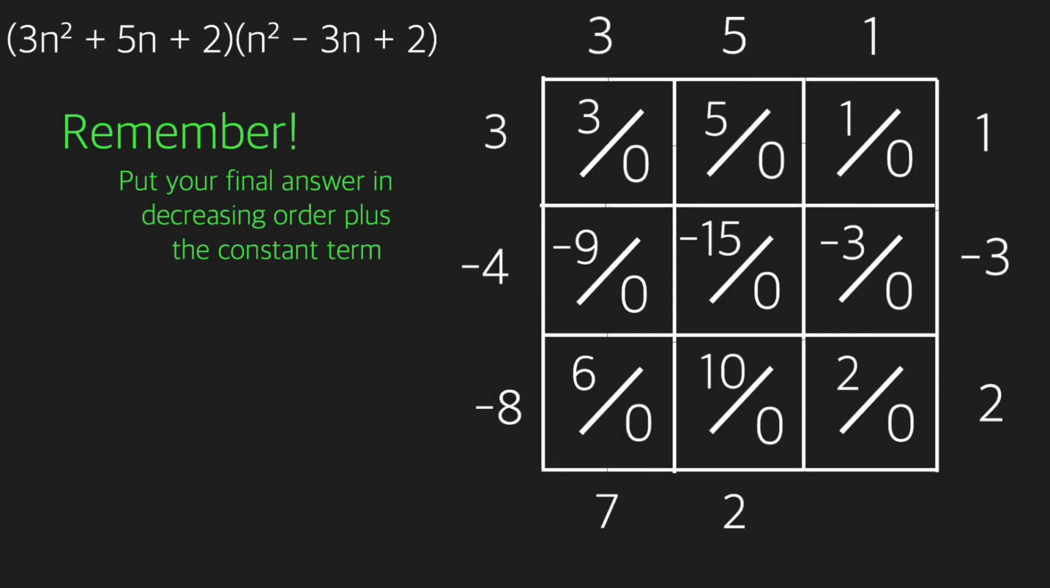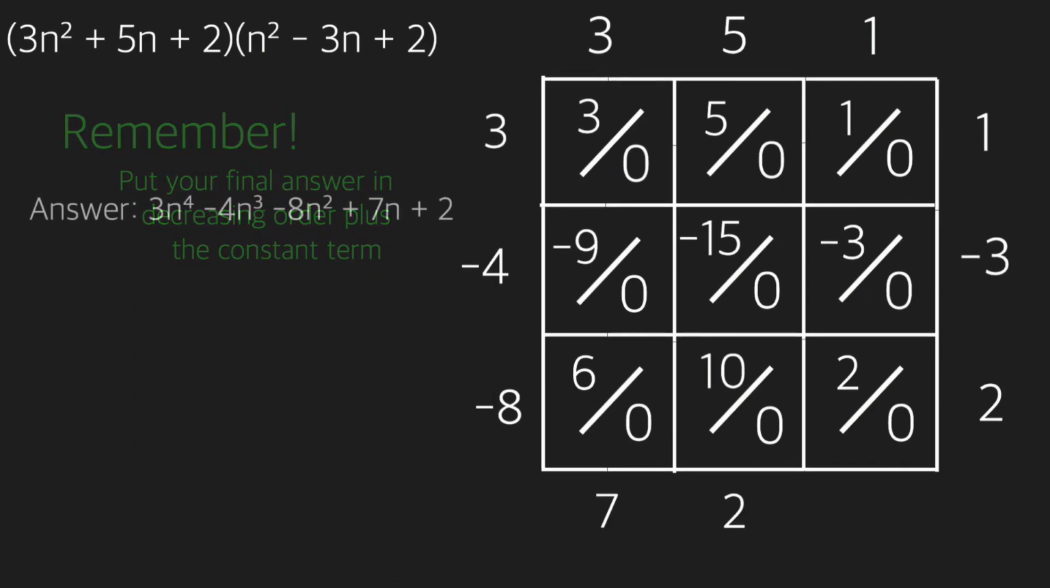Remember, when putting the final answer, it should be in decreasing order, plus the constant term. So the answer will be 3n to the 4th power minus 4n cubed minus 8n squared plus 7n plus 2.